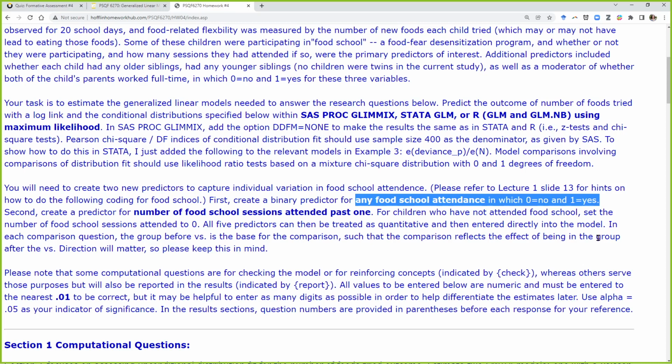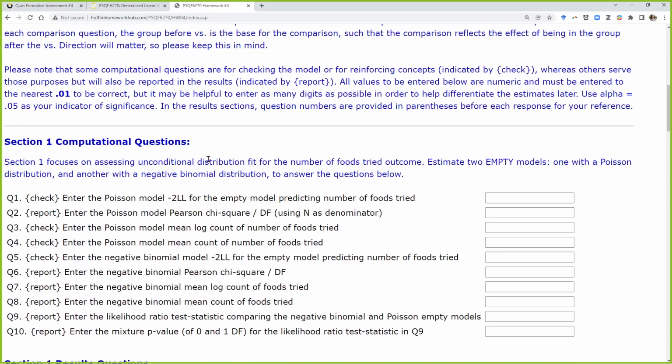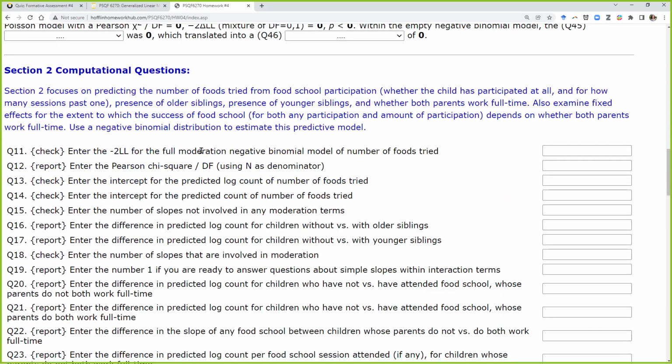We have another question about moderation. What was your question, Chen Chen? I want to know in section 2 how many predictors are in the model. Because I think we have older siblings and the younger siblings and both parents work. Yes. And then we have two new predictors, whether the attendance and whether the attendance has the one, and then we have two more interactions. Yes.